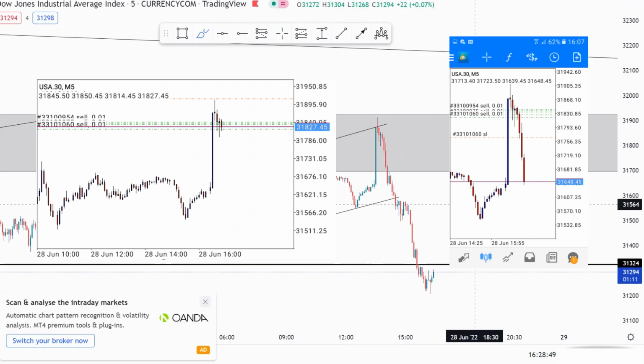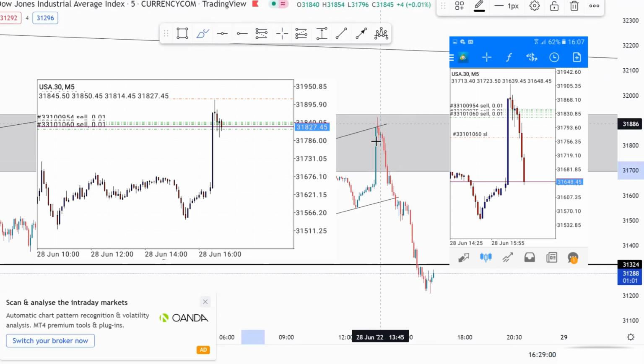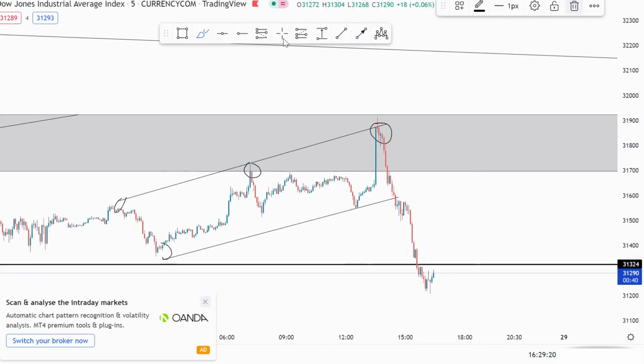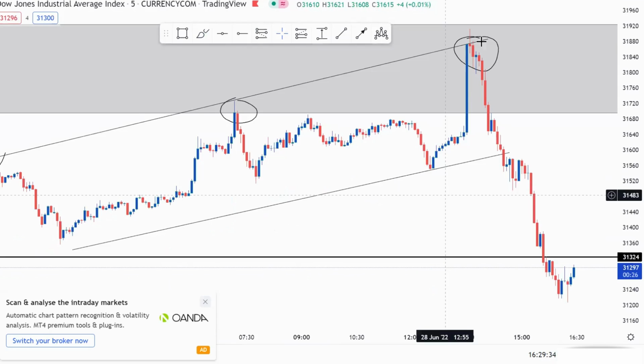Instead, I saw that in terms of structure, I had my first touch, second touch. So that was most definitely where I was going to get my third touch. That is what I was expecting there, right? That is what I actually waited for. I saw that first touch, second, then the third touch. So I saw that, okay, the market was now rejecting at that level.